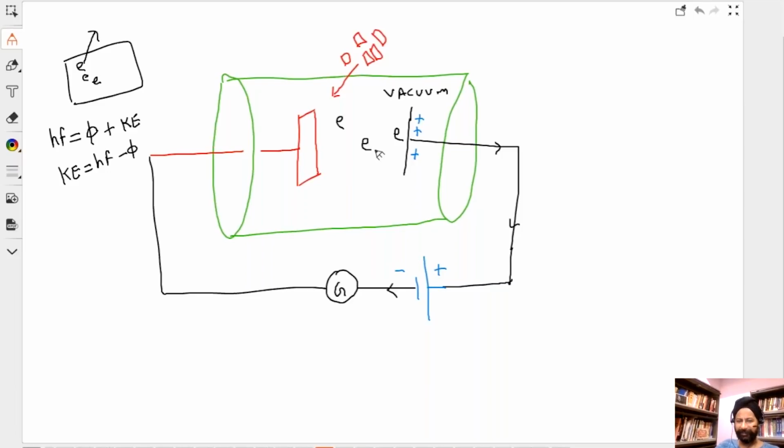So when I connect this battery, maybe these will be pulled because there is a positive potential here. I get enthusiastic and say, okay, let me put another battery here because then the positive potential is more here.